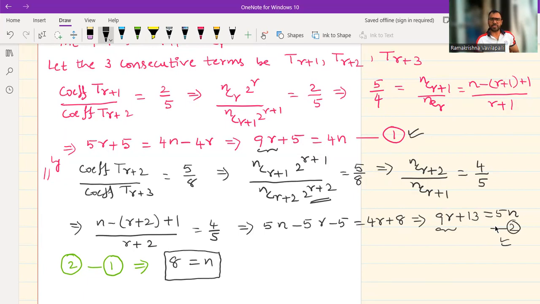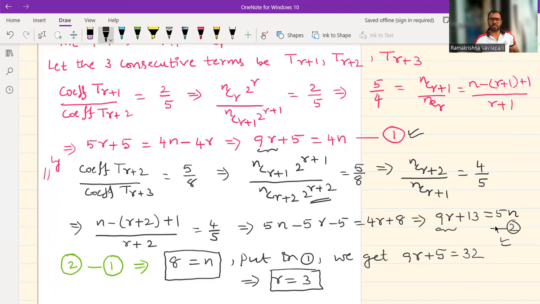Substituting in either equation 1 or 2, we will get the r value. So put n = 8 in equation 1: 9r + 5 equals 4 times 8, which is 32. This implies you will get r equal to 3.